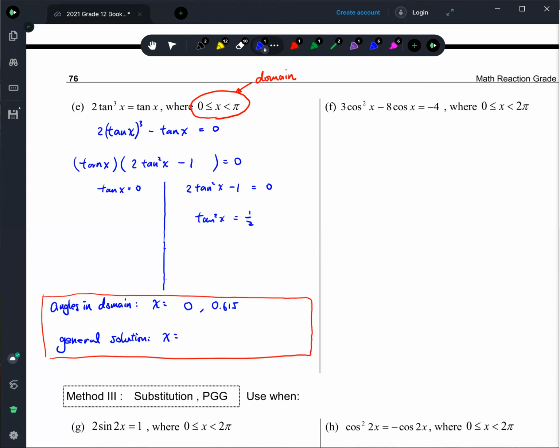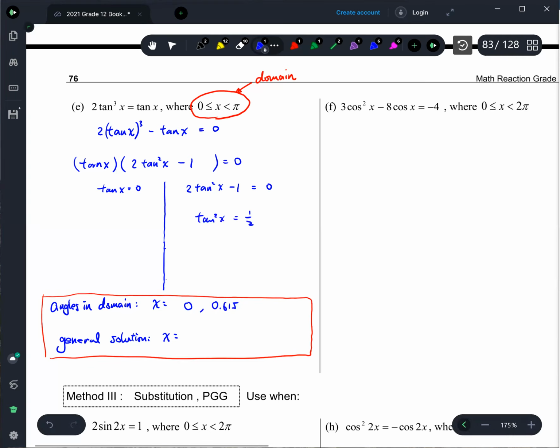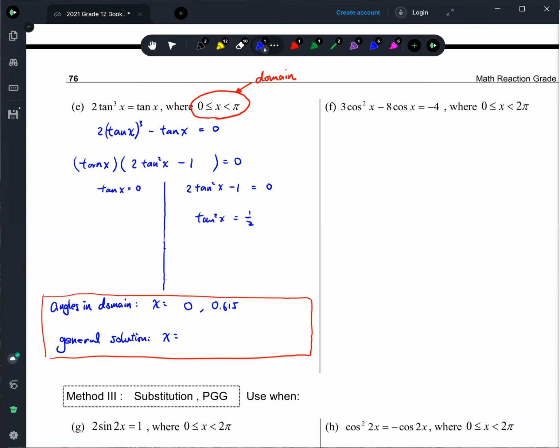Okay, anyone else? If you finished the question, please raise your hand. Just up to angles in domain, okay? Eric, what do you have? For which one again? For angles in domain, oh, I have the same. Just two? Two answers? Yeah. Okay. How about you, Philip?